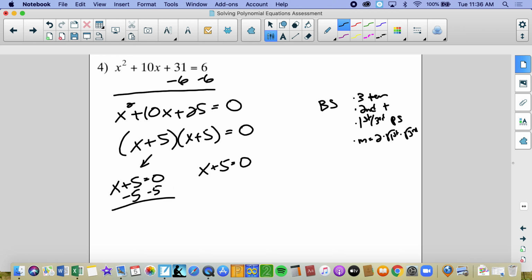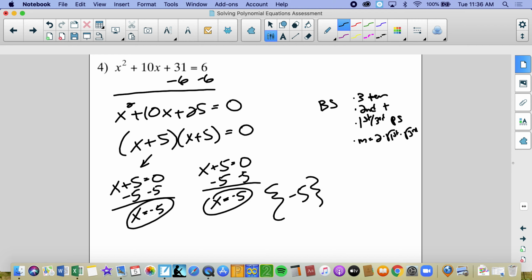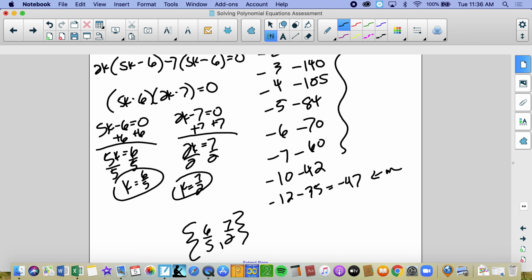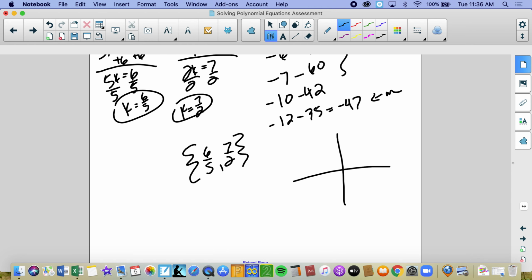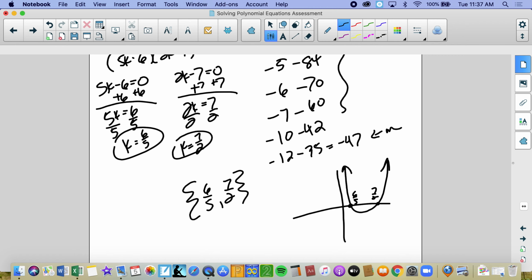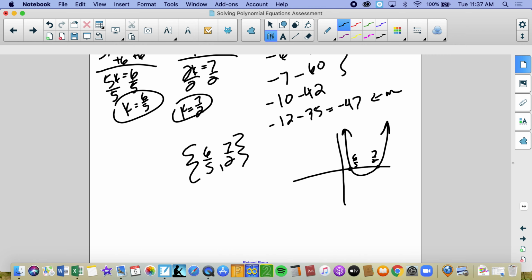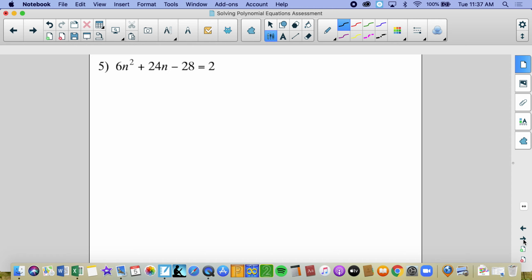Subtract 5. X equals negative 5. So again, my solution is one number. In this one, remember with our parabola, what would the solution look like here? It would look like this, where this value is 6/5 and this value is 7/2. And my A is positive, so that's why I knew it was going up. So those were what those values mean.